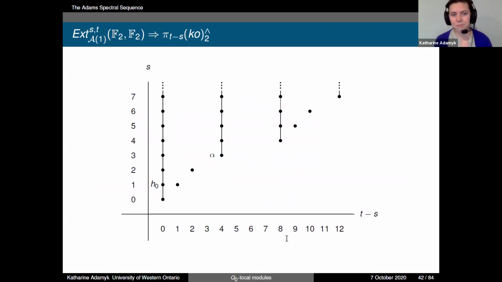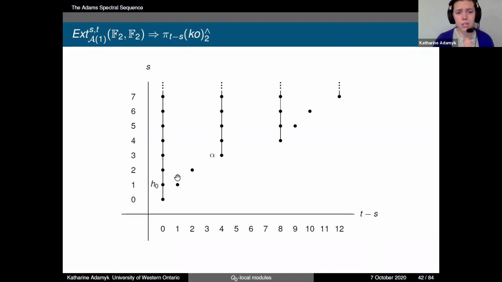It looks like this. I haven't drawn all the structure lines that you might be used to seeing if you've seen this picture before, but I've drawn the ones I personally care about. So again, each dot is a copy of F2. I'm using the Adams grading here. The reason for that is that we're converging to the t minus s homotopy groups. So having my x-axis here be t minus s means that each homotopy group aligns itself in its own column.